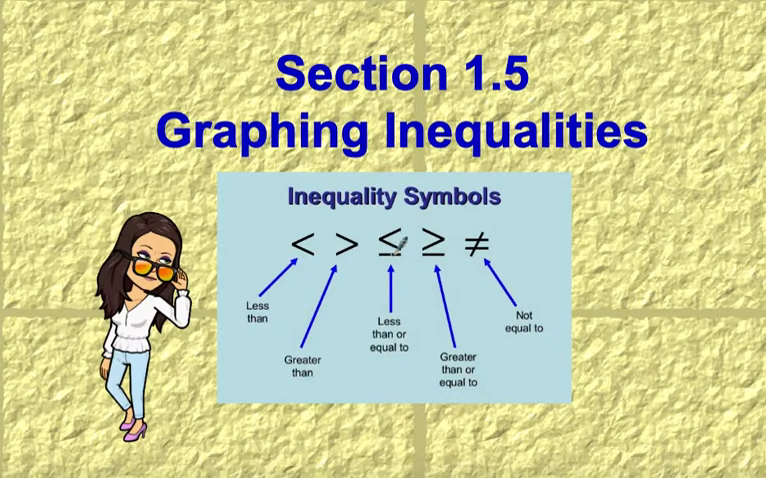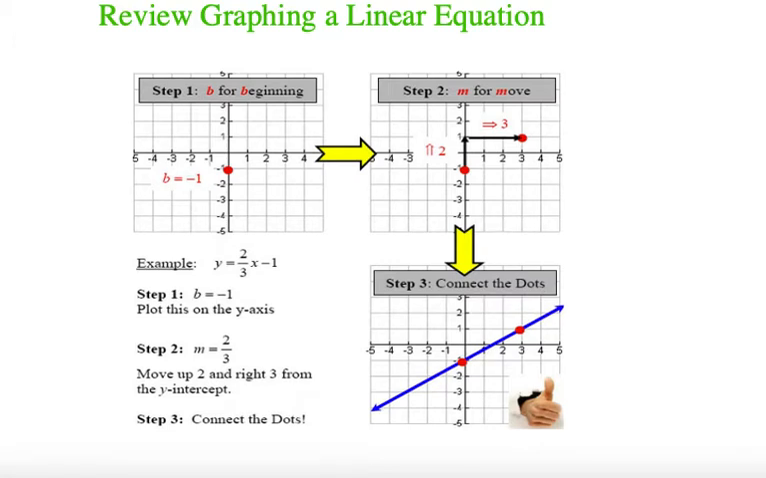When you have the line underneath, that stands for less than or equal to. When you have the line underneath of the right-hand symbol, that's greater than or equal to, or you might have a slash through your equal sign, which stands for not equal to. Now, before we get to inequalities, we're going to review our linear equations.